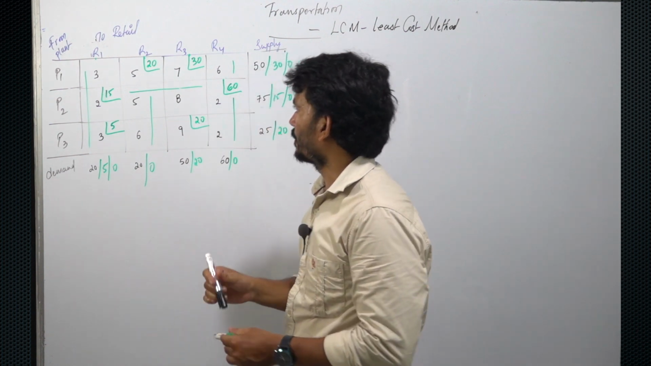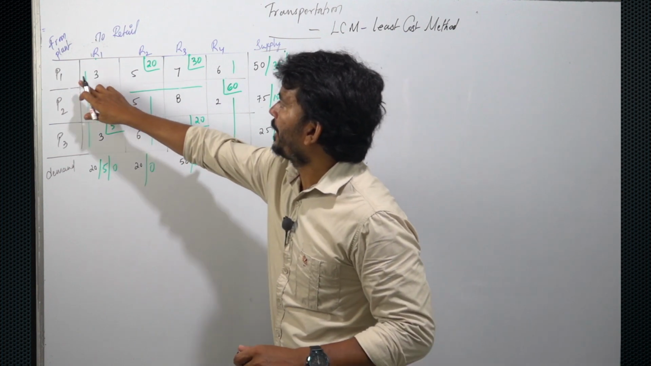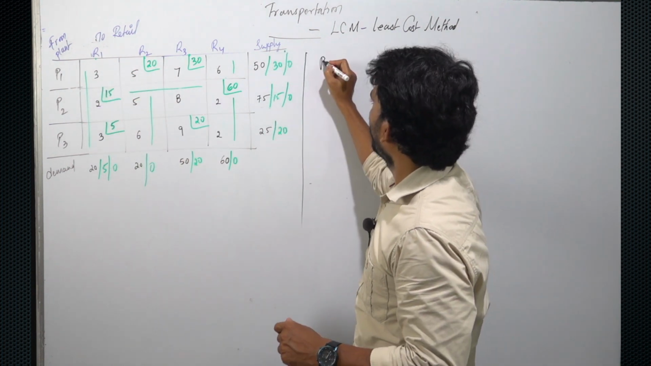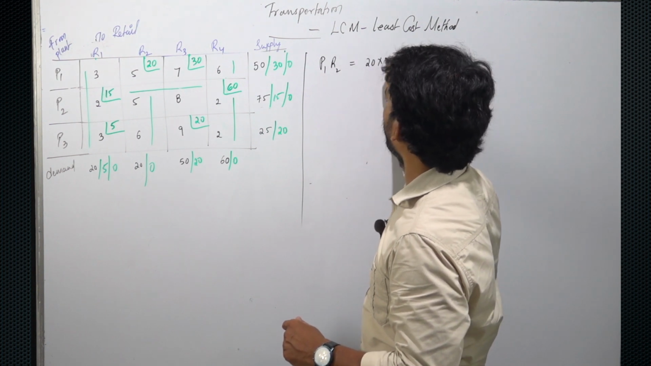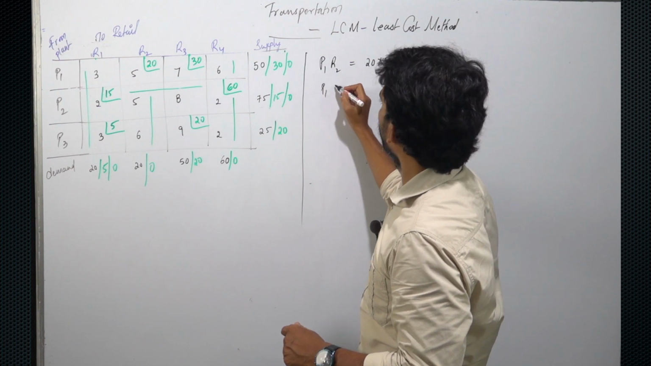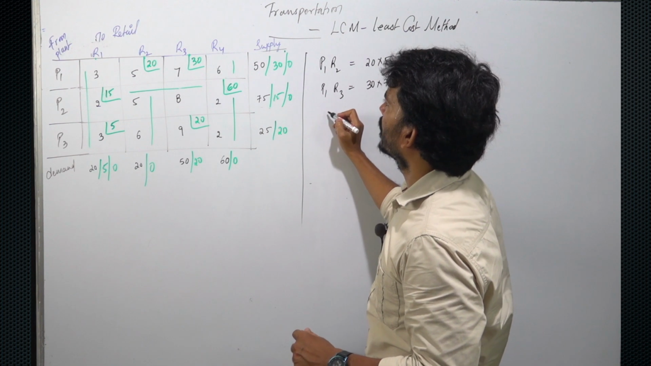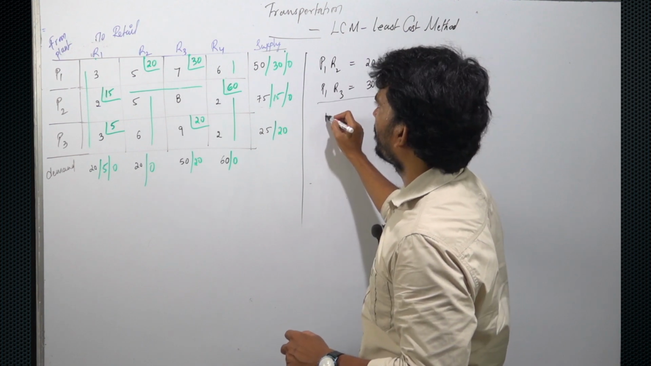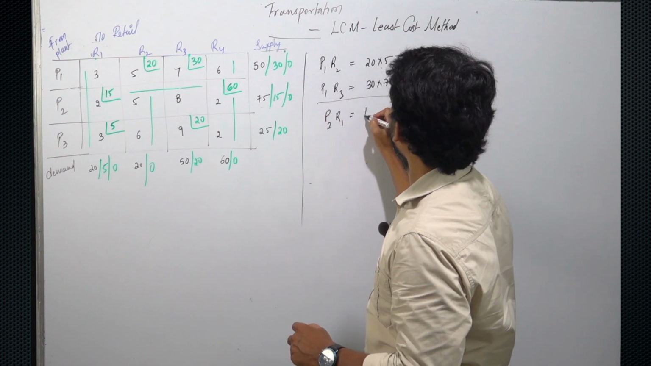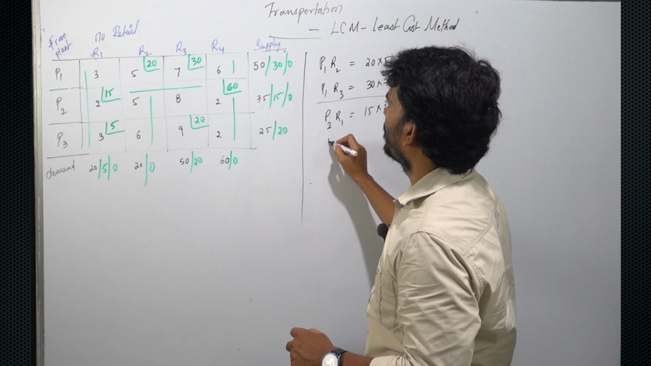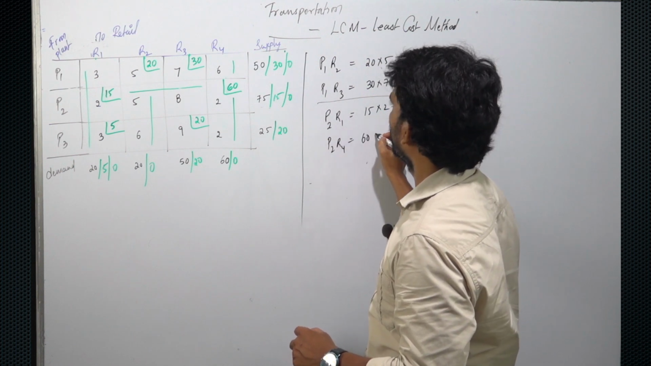Now the main part of the question is, that is not the end of the answer. The main answer will be: from P1 we are giving to R2, how much we are giving? 20 at the rate of 5. From P1 we are giving to R3, 30 units at the rate of 7. P1 there is no more allocation. And from P2 we are giving to R1, how much? 15 at the rate of 2. P2 we are giving to R4, 60 at the rate of 2.